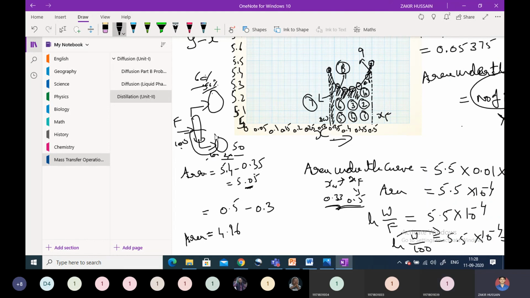So all whatever we have sent in the feed is getting into the residue. So there is no separation.